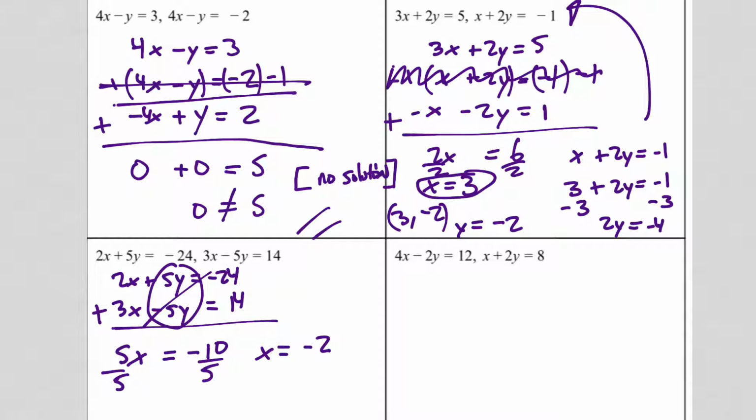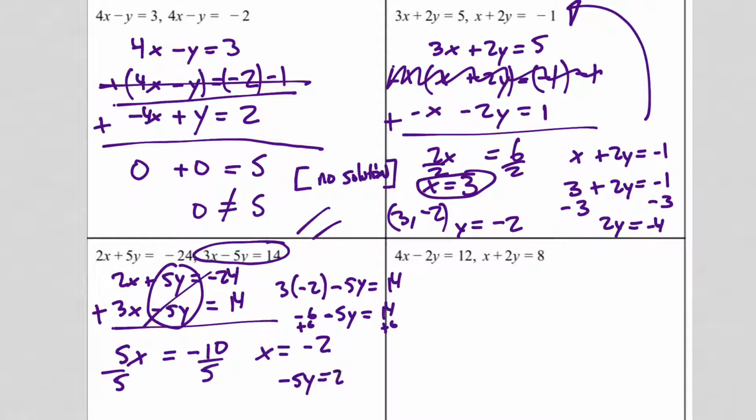Now that I know that x is a negative 2, let me substitute it into one of the original equations. How about this one? 3 times a negative 2 minus 5y equals 14. 3 times negative 2 is negative 6. Negative 6 minus 5y is equal to 14. What happens when I add 6 to both sides? I get negative 5y. It's equal to 20, which makes y equal to a negative 4. So then this is the point negative 2, negative 4.